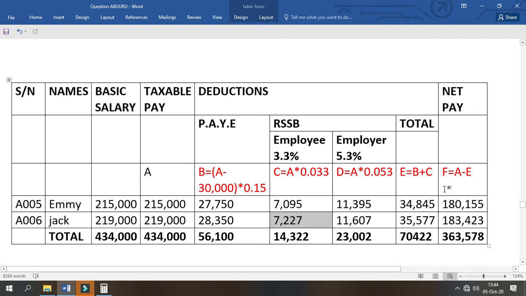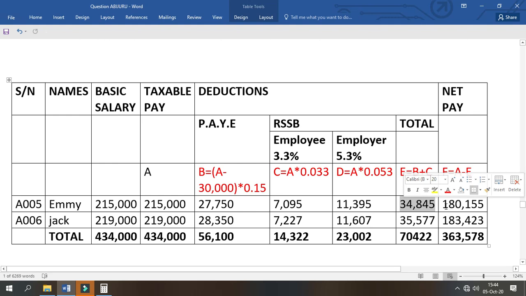So the net pay for the JEC, we take the column we stated as column F, which is equal to A minus E. Column A is taxable pay. We take taxable pay minus total deductions, which is column E. We take A minus E.